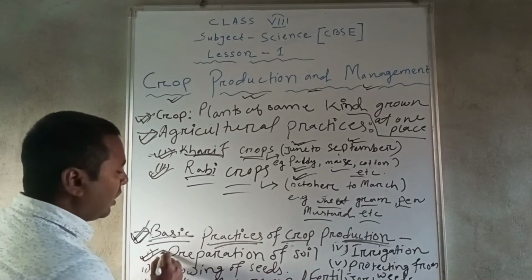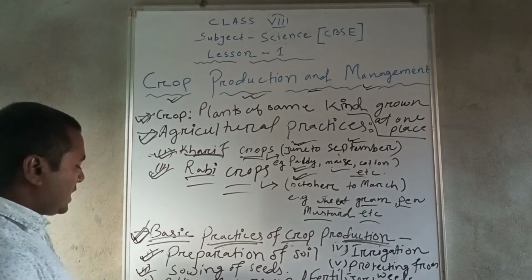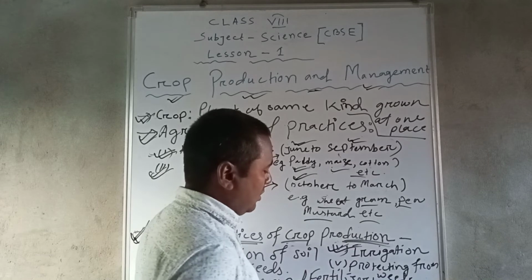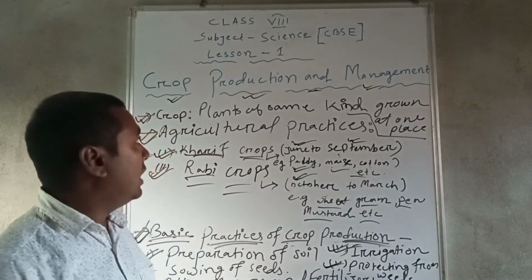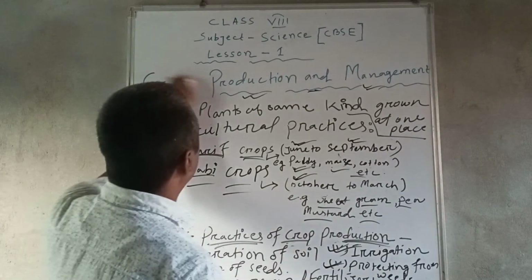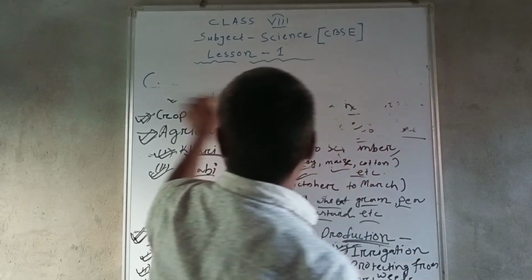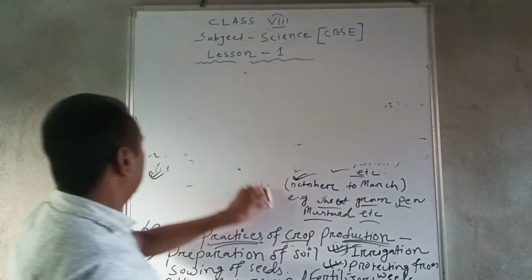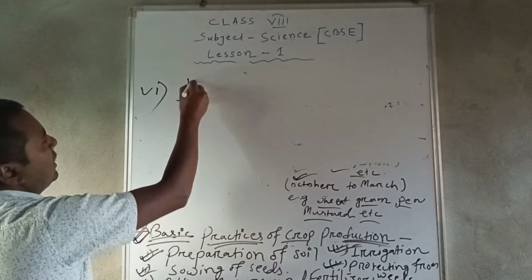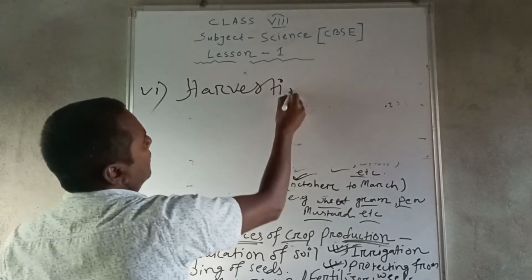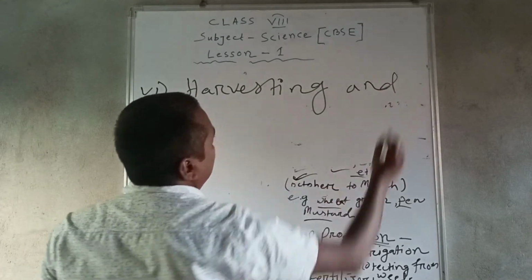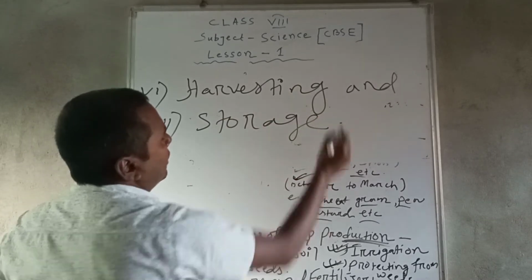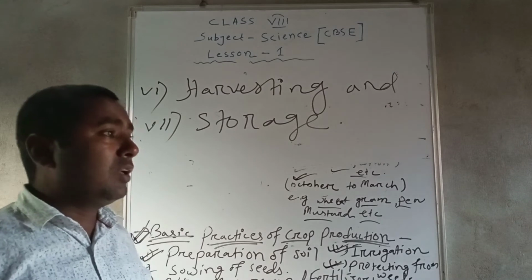So now let us learn what the agricultural practices are. First one is preparation of soil. Second one is sowing of seeds. Third one is adding manure and fertilizers. Fourth one is irrigation. Fifth one is protecting from weeds. Sixth one is harvesting. And the last one is storage. So these are the seven agricultural practices involved in the process of agriculture.